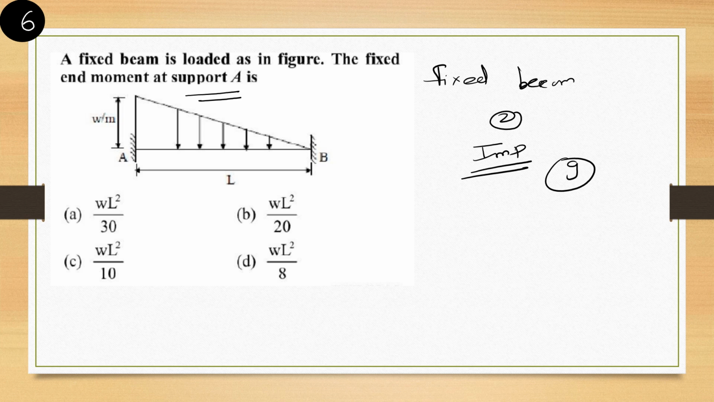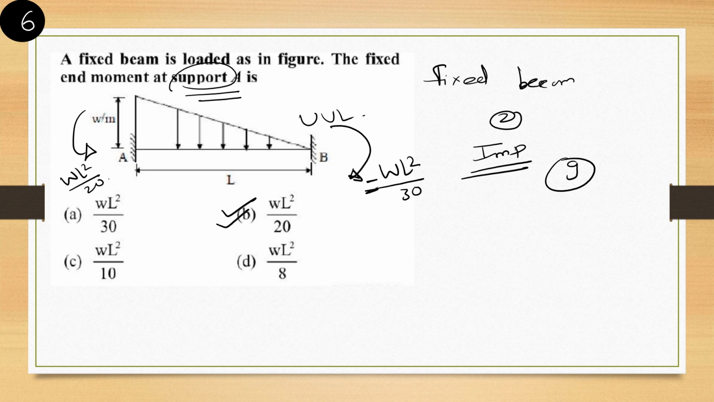So here, for the UVL formula, they ask for support A, but we'll see both support A and support B. For support B, the formula for fixed end moment is WL square by 30, but with a minus sign. In case of support A, it is WL square by 20. So option B is correct: WL square by 20.